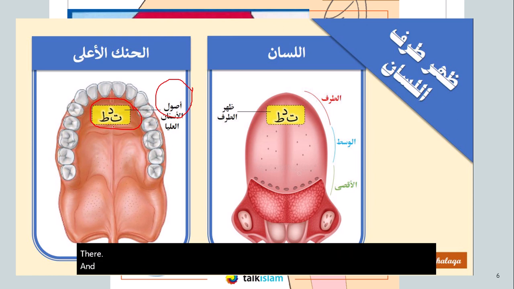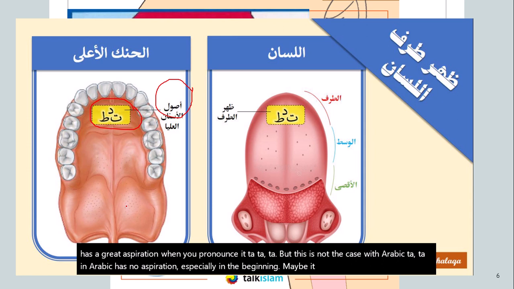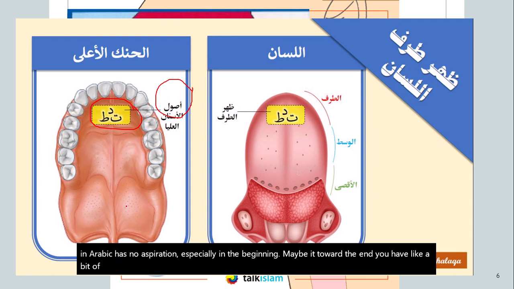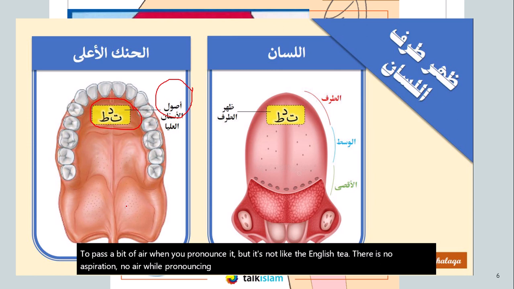And maybe you notice that it's different from the English T, because the English T has a great aspiration when you pronounce it. But this is not the case with Arabic ta. Ta in Arabic has no aspiration, especially in the beginning. Maybe toward the end you have a bit of aspiration, you pass a bit of air when you pronounce it, but it's not like the English T. There is no air while pronouncing it, especially at the beginning.